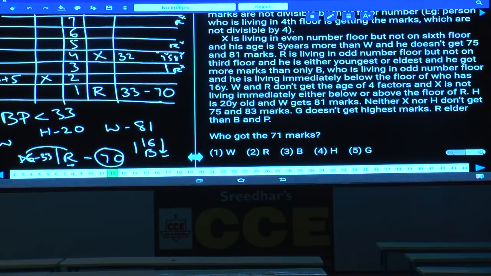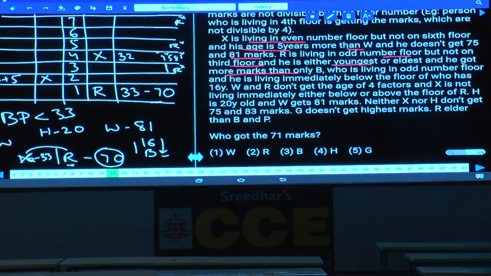X is living in an even number floor but not on the 6th floor, and his age is 5 years more than W, and this person did not get 75 and 81 marks. X did not get 75 and 81. Next one, R is living in an odd number floor but not on the 3rd floor, and is youngest or the eldest. He got more marks than only B.